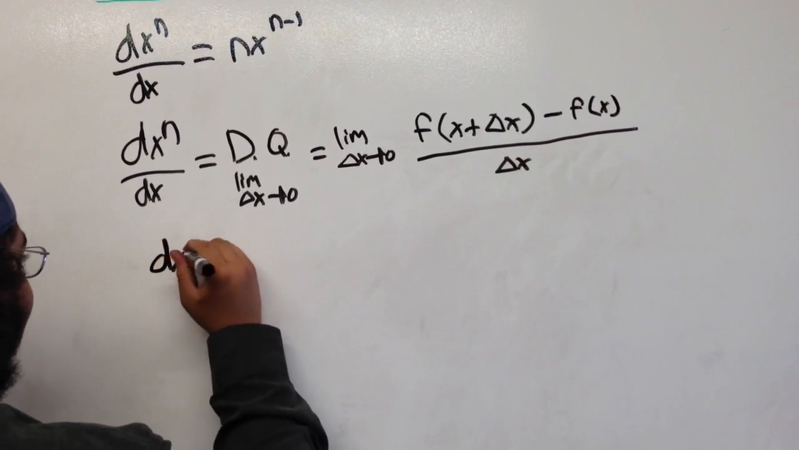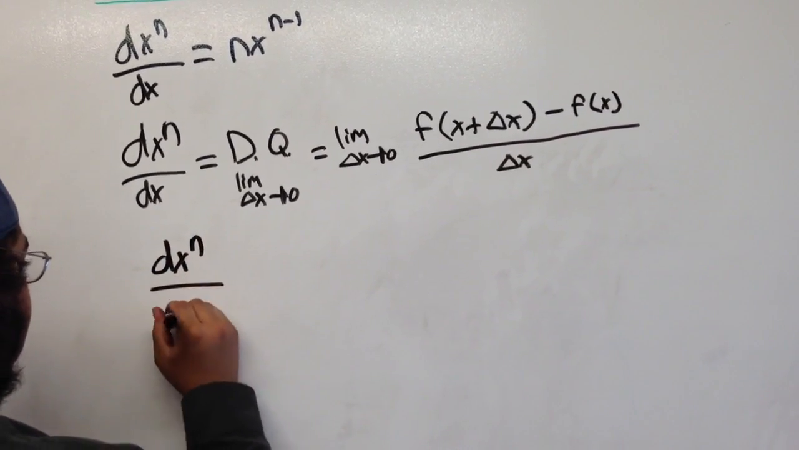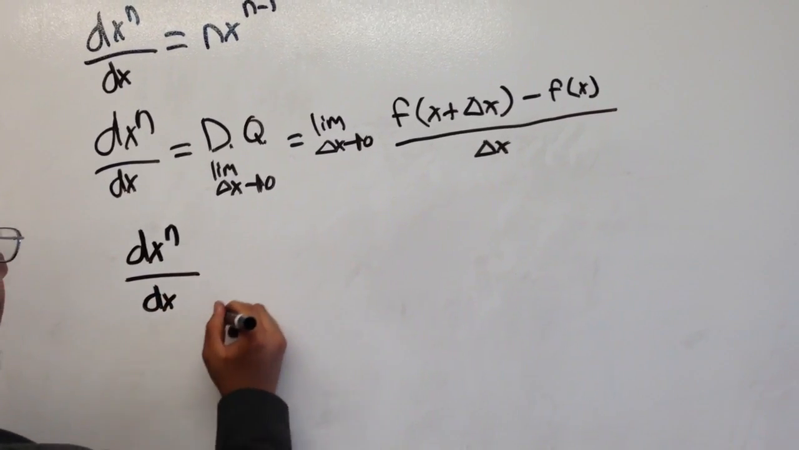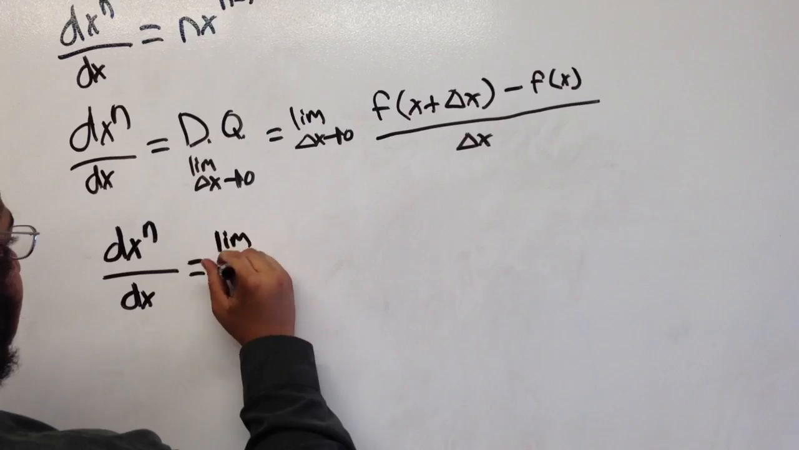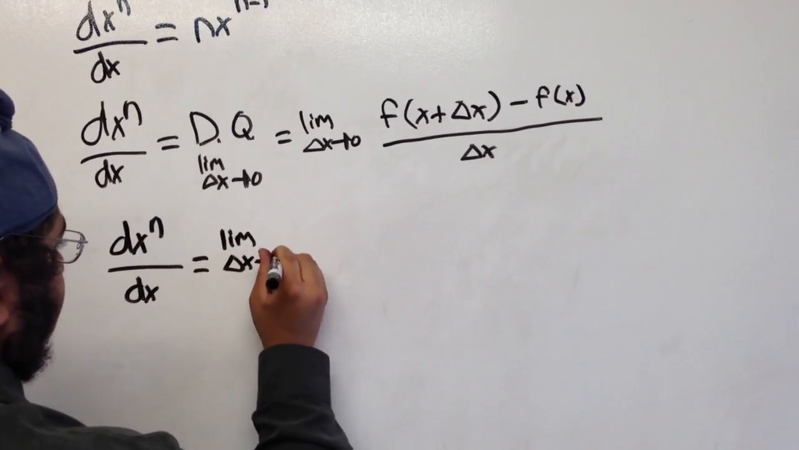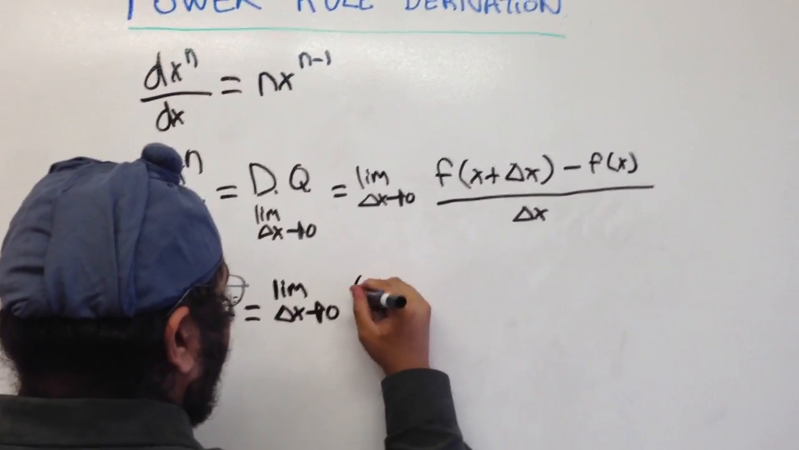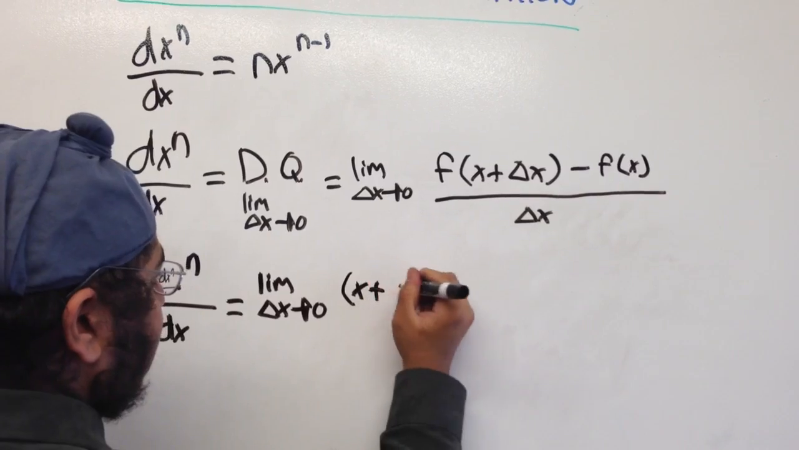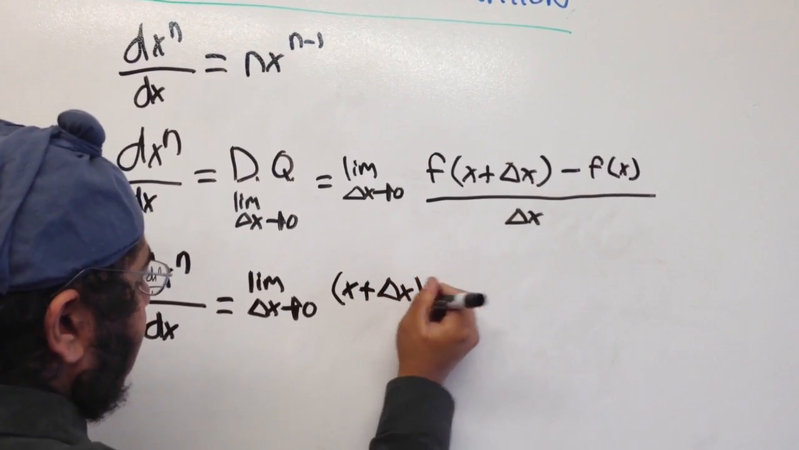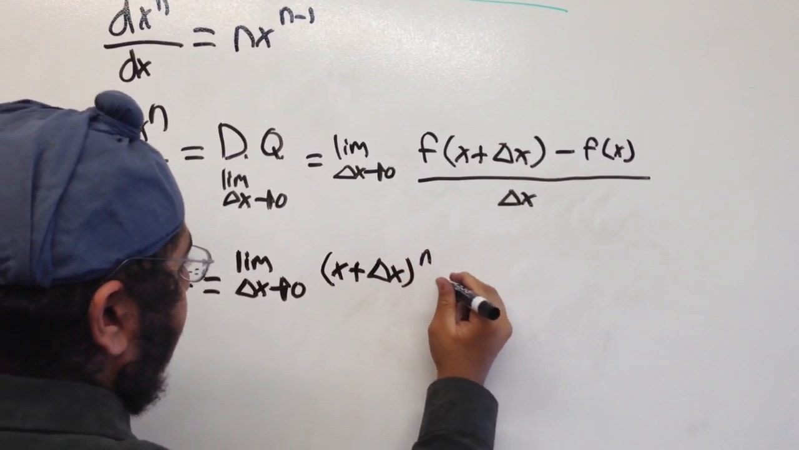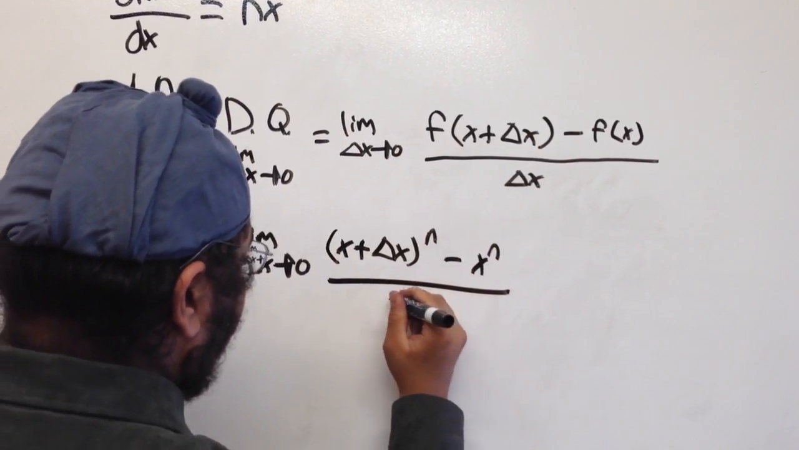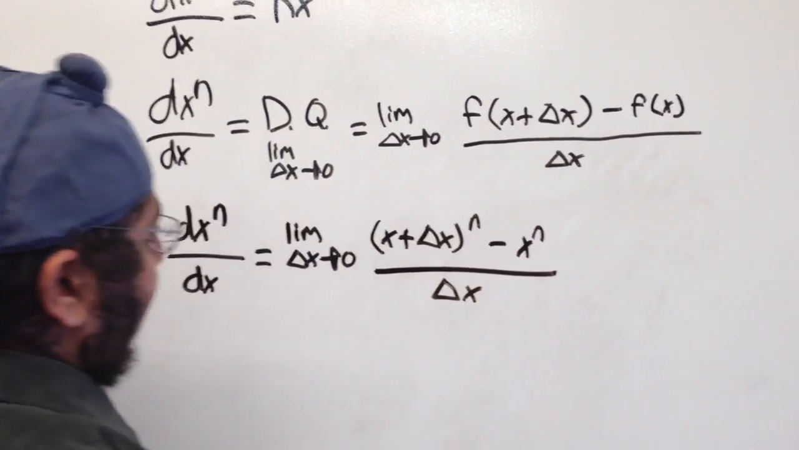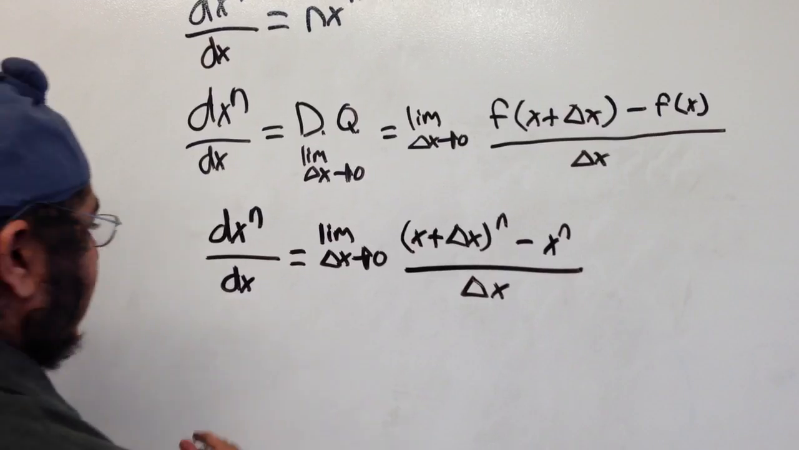Derivative of x to the n with respect to x is equal to limit delta x approaching 0, the quantity of x plus delta x raised to the power of n minus x to the n all over delta x. Now let's expand this.